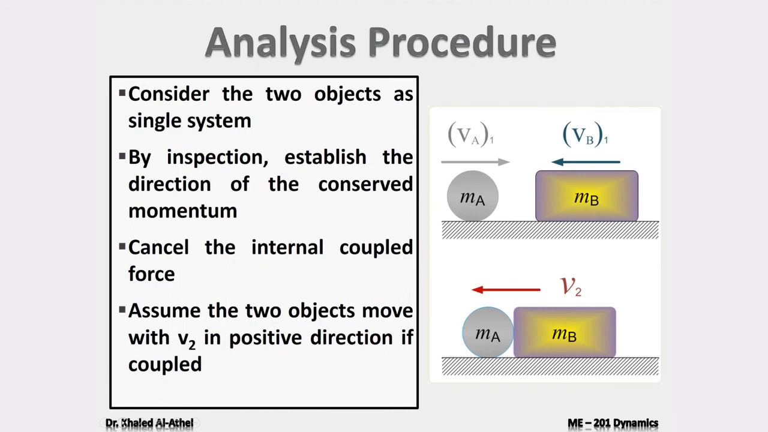So let's consider the two objects shown in this figure as one system. I have block A going to the right with a velocity of VA1. I have block B going to the left with a velocity of VB1. By inspection, I could establish the direction of the conservation of momentum. And I'm going to see that when the two hit each other, I'm going to assume that they move with a shared velocity V2 to the left. Therefore, the forces acting between them, these internal impulses, they cancel. Therefore, I have conservation of momentum along the x-axis.